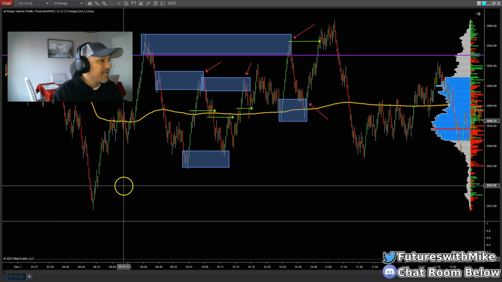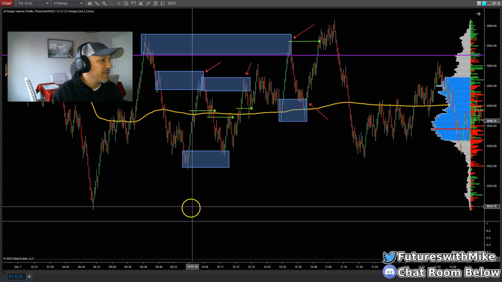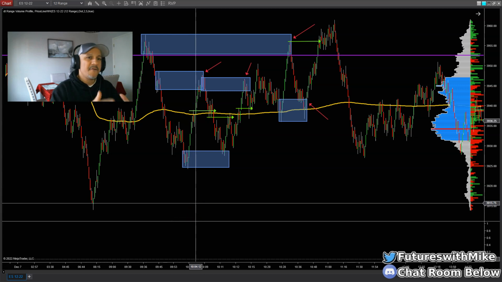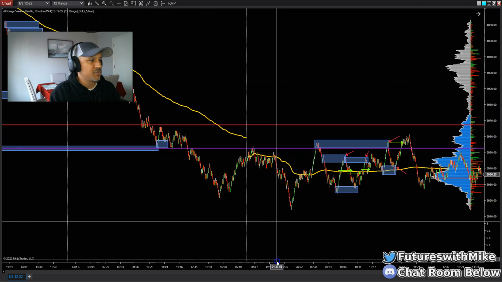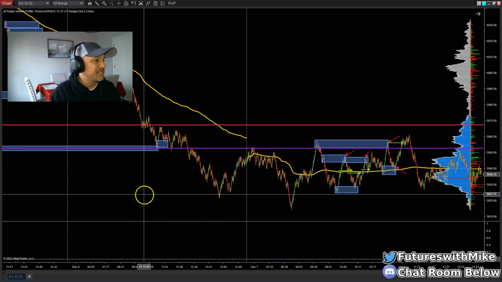So here's a couple of entries. I think it's about 3 or 4 trades I took here, solely off of the 12 range chart. I'm going to show you how I do it each and every day, okay? So basically, I'm just looking at price action. I'm looking at market structure, okay? I'm following price action as well.